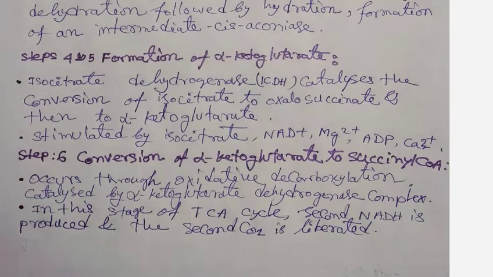Step 6. Conversion of alpha ketoglutarate to succinyl CoA occurs through the oxidative decarboxylation catalyzed by alpha-ketoglutarate dehydrogenase complex. In this stage of TCA cycle, second NADH is produced and second CO2 is liberated.